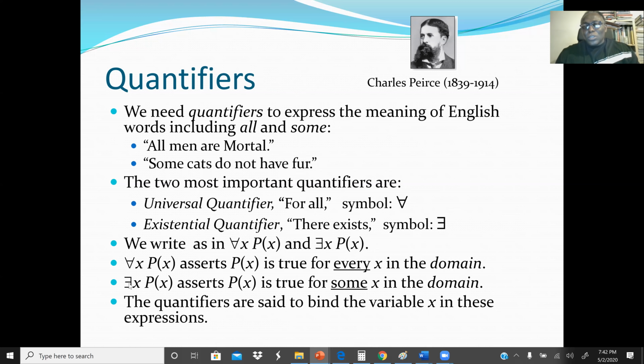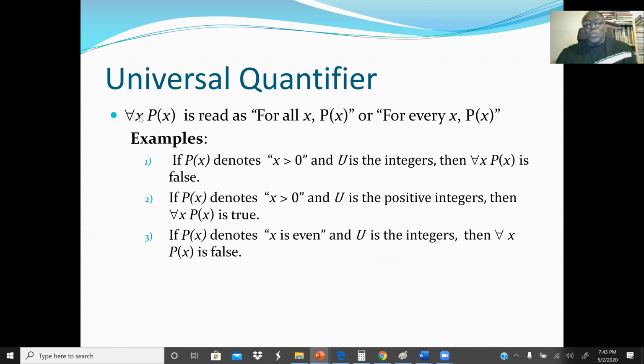But the existential quantifier, ∃x P(x), will be true if some of the x in the domain satisfy it. Again, we're going to see an example in the next slide. So we have the universal quantifier and the existential quantifier. Here is an example: ∀x P(x), which is read as for all x, P(x), or for every x, P(x).